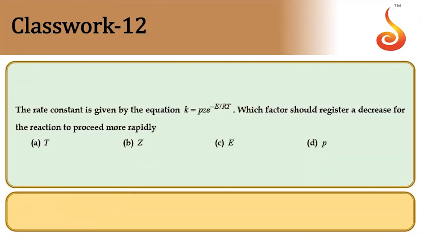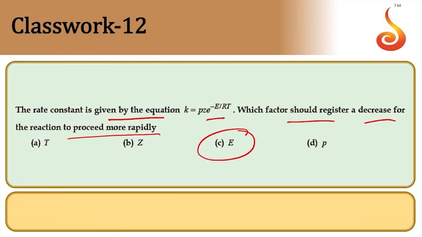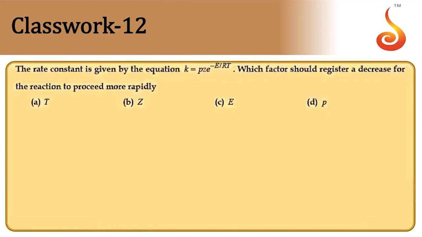Then the rate constant is given by an expression K is equal to P into Z into e to the power of minus E by RT. This is nothing but the collision theory's equation. Which factor should register a decrease for the reaction to proceed more rapidly? If Ea is higher, then the rate will be very much less. So the energy of activation will decide the entire thing. So option C is correct here. So the answer is C.